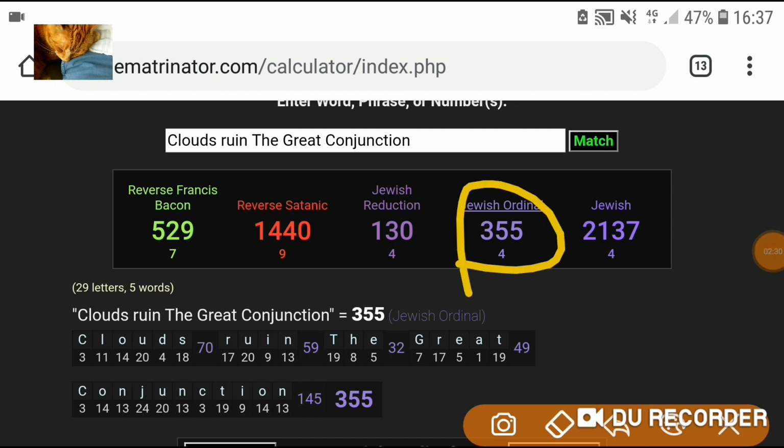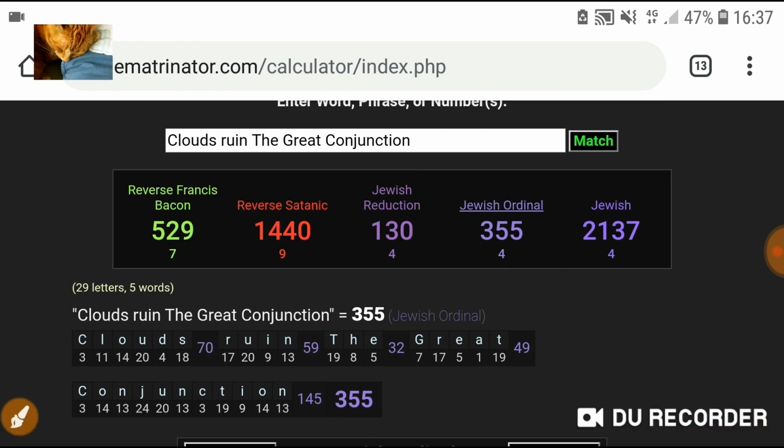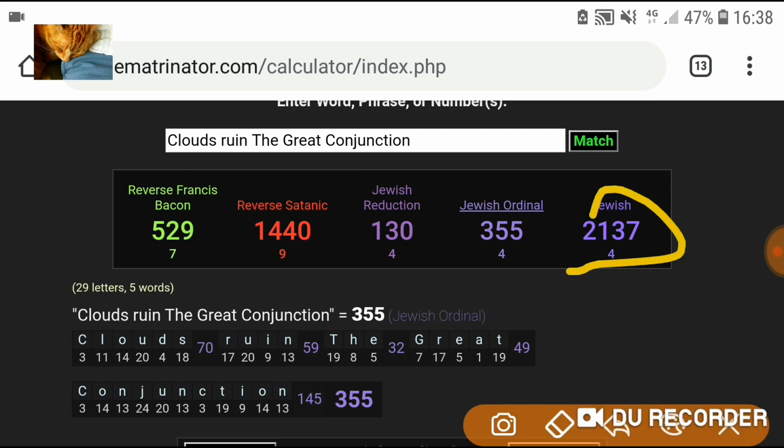And there you go, for the gematria of that. Incredible, isn't it? 355 in Jewish ordinal. 355th day of the year is today, when it's not a leap year. And then Jewish is 2137.